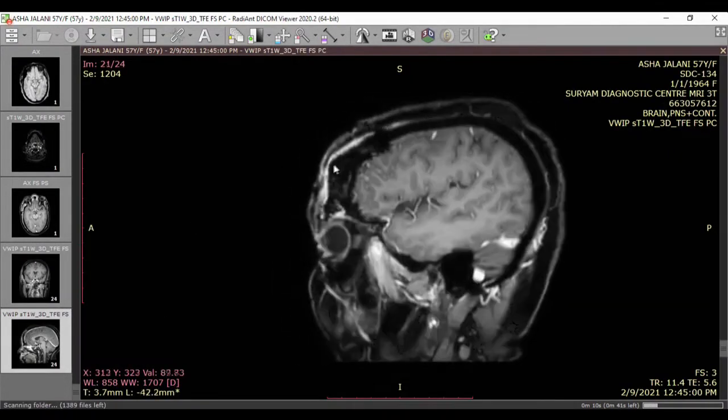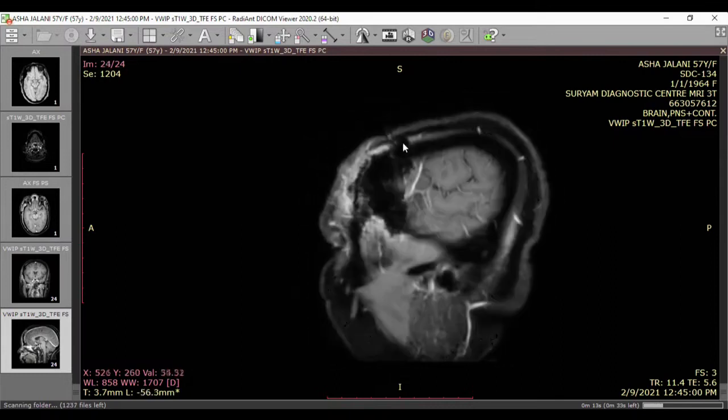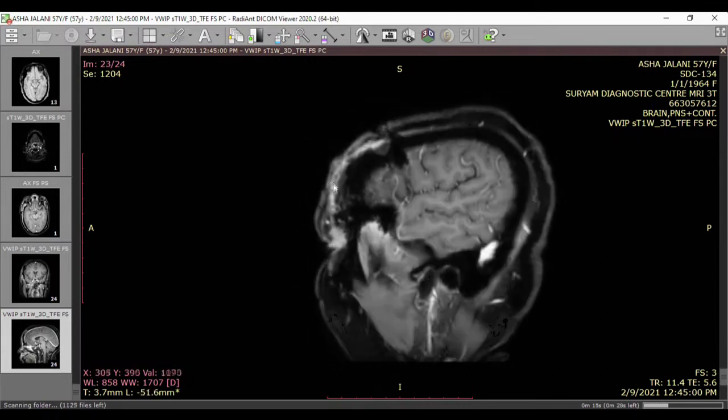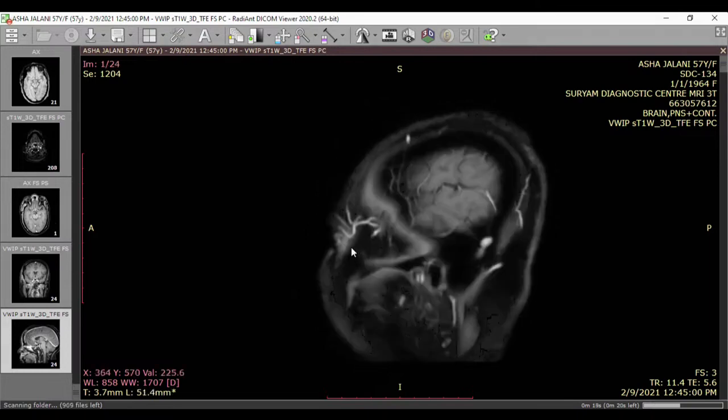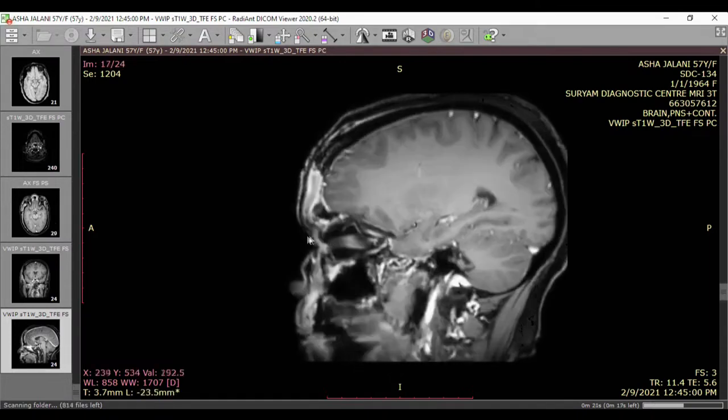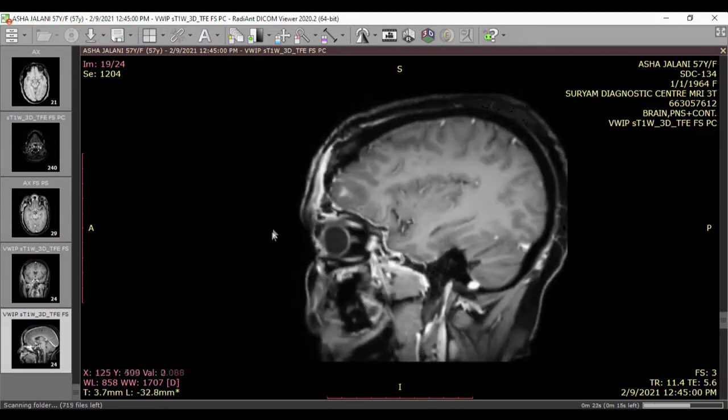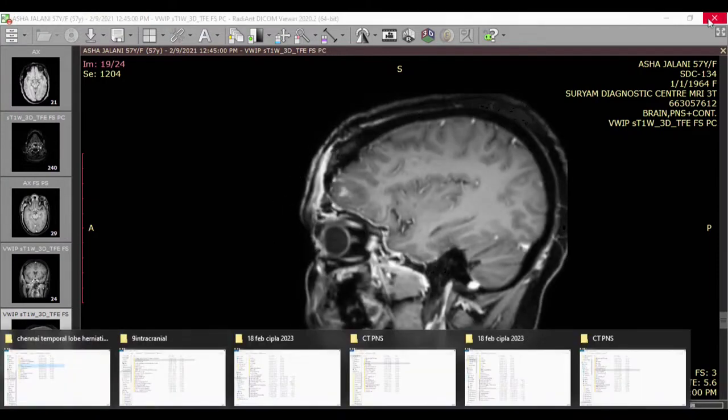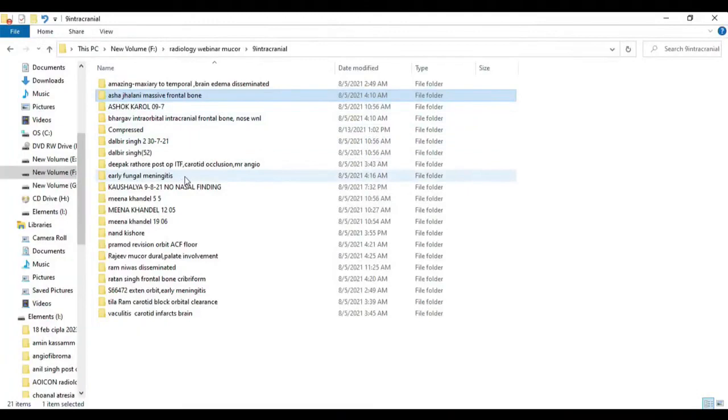See this entire frontal bone, right till almost going towards the vertex. This entire bone is destroyed. By the external approach for such a patient, the entire bone you have to remove. Otherwise, whatever antifungal you give is not going to work. So this is so important.